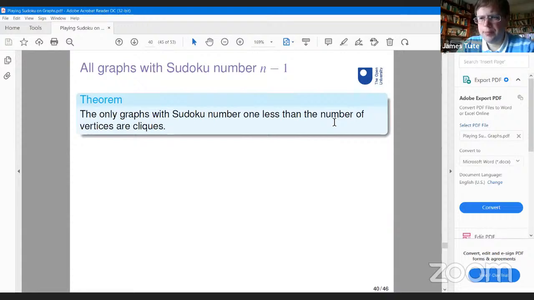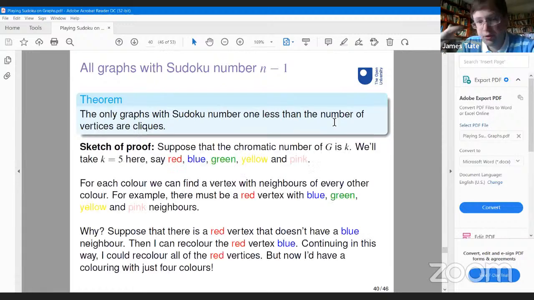And just very quickly, I'll show you a proof of this fact. Now, don't worry if you don't follow all the details. Here's a sketch. So let's say we've got 5 colors here: red, blue, green, yellow, and pink. Now, it's important here that if we choose any color, say red, then we can find such a vertex which has neighbors of all the different colors. So a red vertex here would have blue, green, yellow, and pink neighbors. We can always find such a vertex.